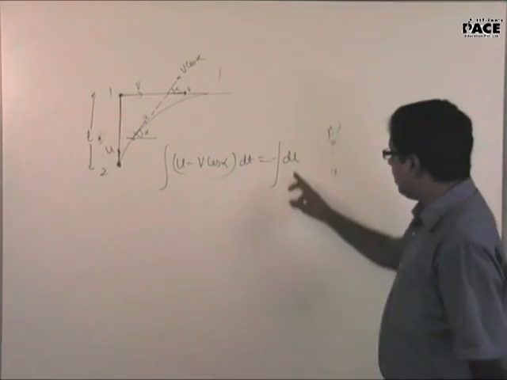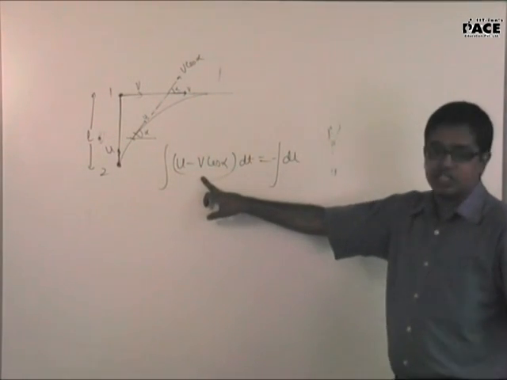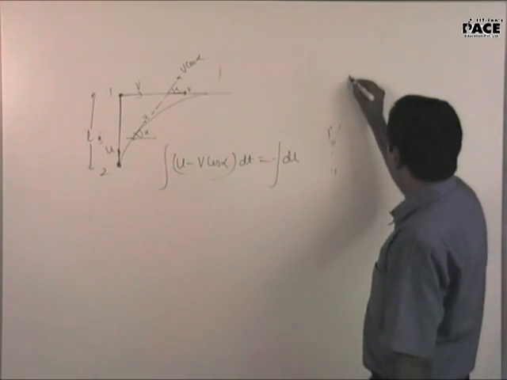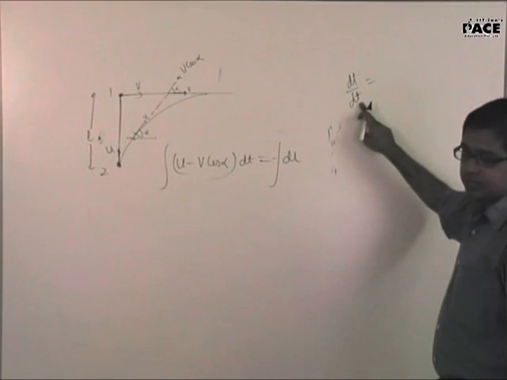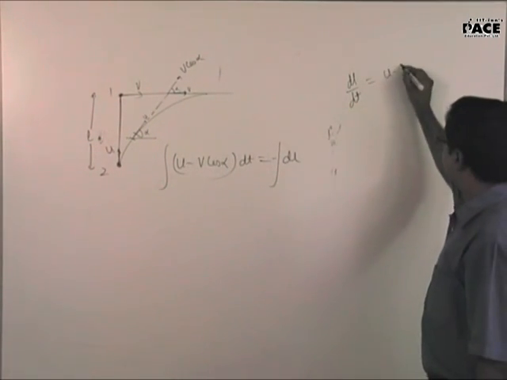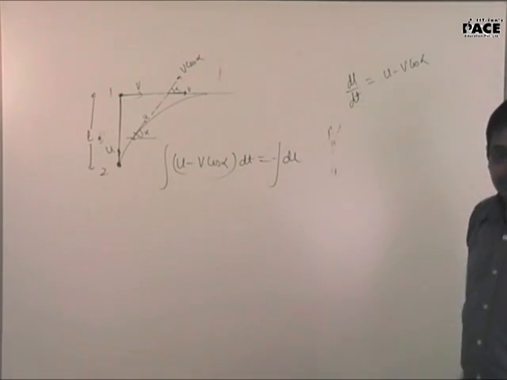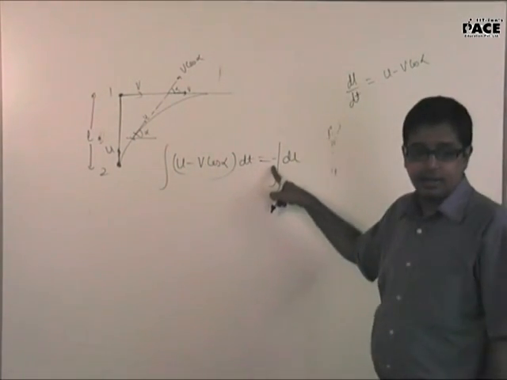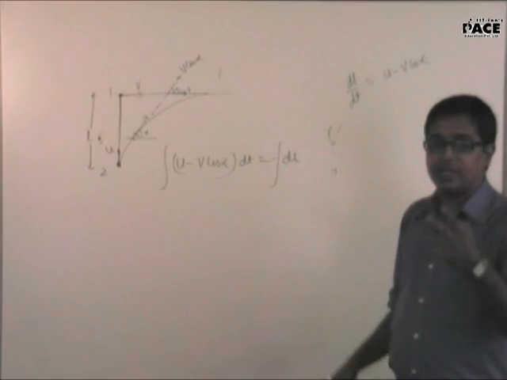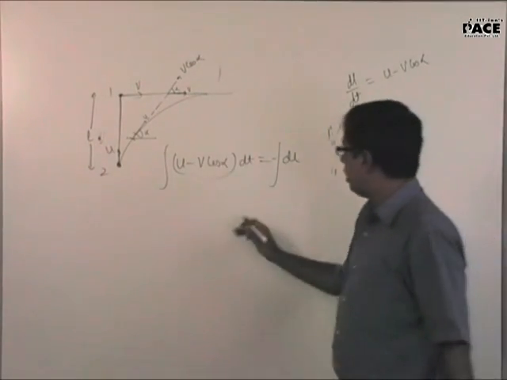Yes, sir. And here it was dl by dt, which I wrote this way. My original equation was dl by dt. This is the relative displacement in a time interval dt, which was u minus v cos alpha. So obviously I will be preceding this with a negative sign, because this parameter L is decreasing.